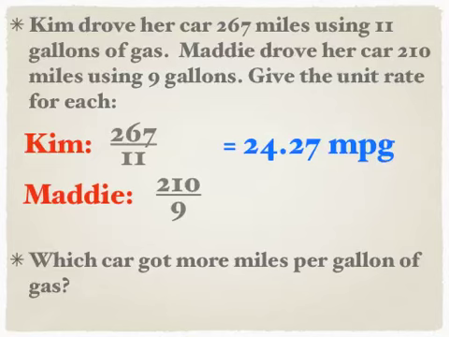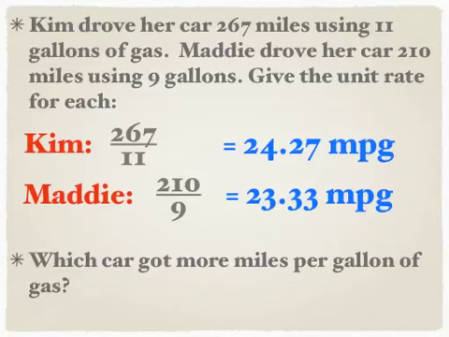And when I divide 210 divided by 9 for Maddie, I find that she goes 23.33 miles per gallon. So the last question says which car got more miles per gallon. Kim almost got 1 more mile per gallon than Maddie did. So Kim gets to go further on a single gallon of gas.